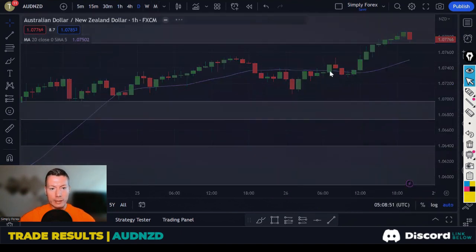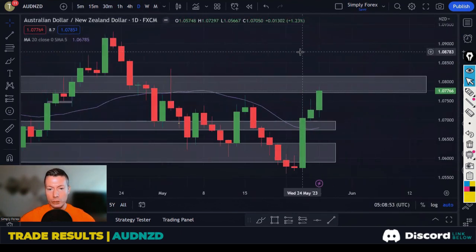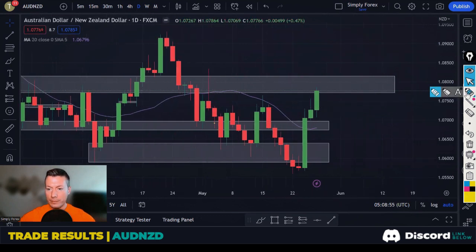So Aussie dollar, New Zealand dollar, guys, why was I looking to short this? Well, for these reasons. So we were in a downtrend. Okay, and this last high never broke.